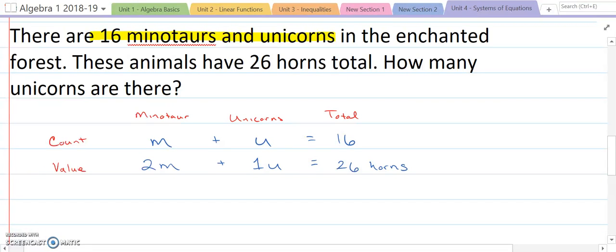That's all I needed. So again, what I want to try to do is set it up so either I get a variable by itself, or I can get the same variable by itself in both of them. That's what I'm going to do, just because I want to be a little bit different for it. Okay. I'm going to solve the top one: U equals 16 minus M. If I solve the bottom one, U equals 26 minus 2M.